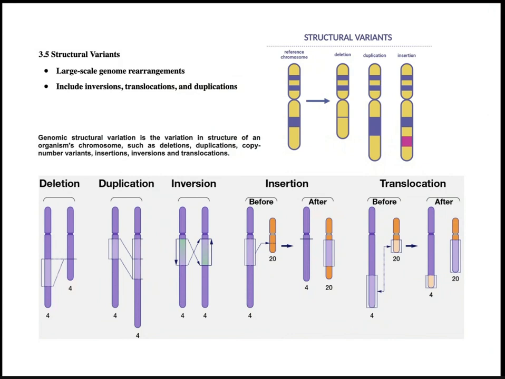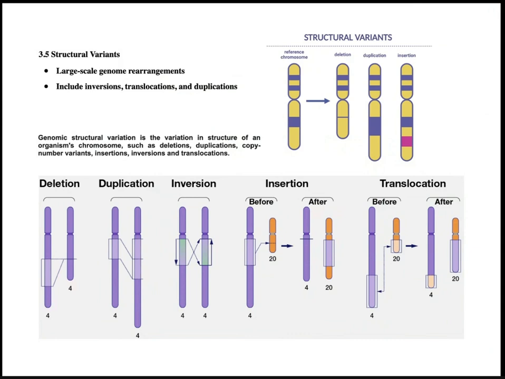Now, next, the fifth type of genomic variation is the structural variants, which is normally the variation in an organism's chromosome structure. So you need to remember that there is variation in the structure of the chromosome, such as deletions, duplications, copy number variants, insertions, inversions, and translocations.